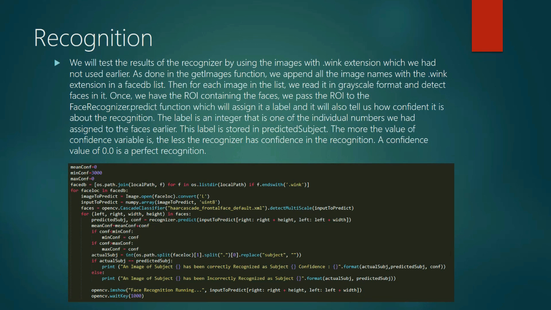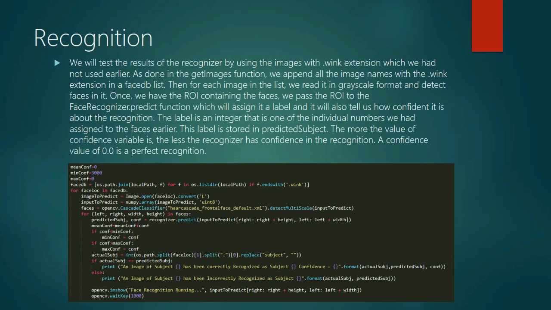We then test the results of the recognizer by using the images with the .wink extension, which we had not used earlier. As done in the getImages function, we append all the image names with the .wink extension in the face database list. Then for each image in the list, we read it in grayscale format and detect faces in it. Once we have the ROI containing the faces, we pass the ROI to the faceRecognizer.predict function, which will assign it a label, and it will also tell us how confident it is about the recognition.